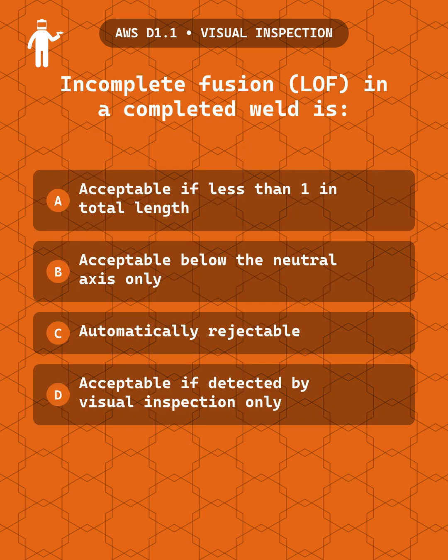Question 6. Incomplete fusion in a completed weld is A, acceptable if less than 1 inch total length, B, acceptable below the neutral axis only, C, automatically rejectable, or D, acceptable if detected by visual inspection only?